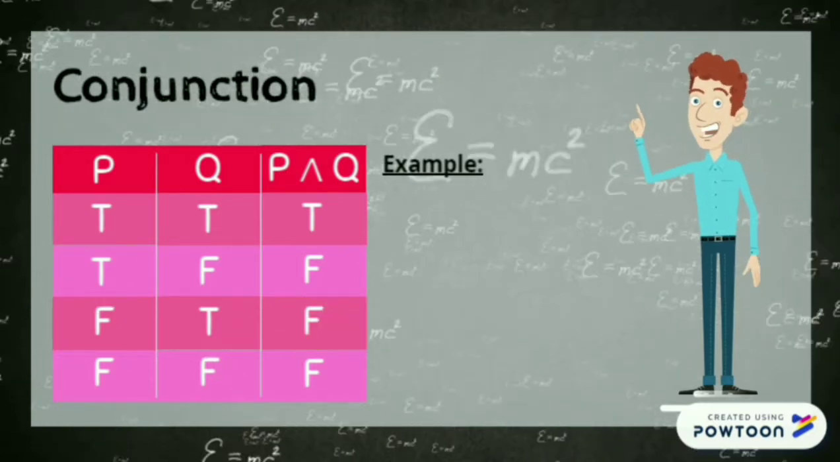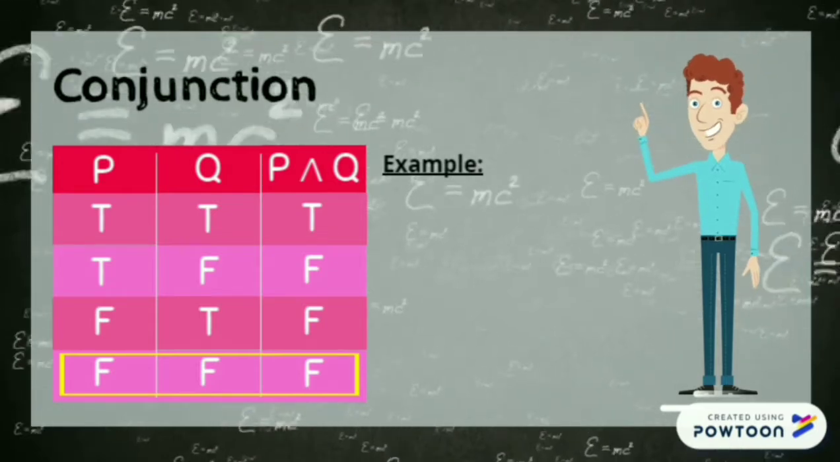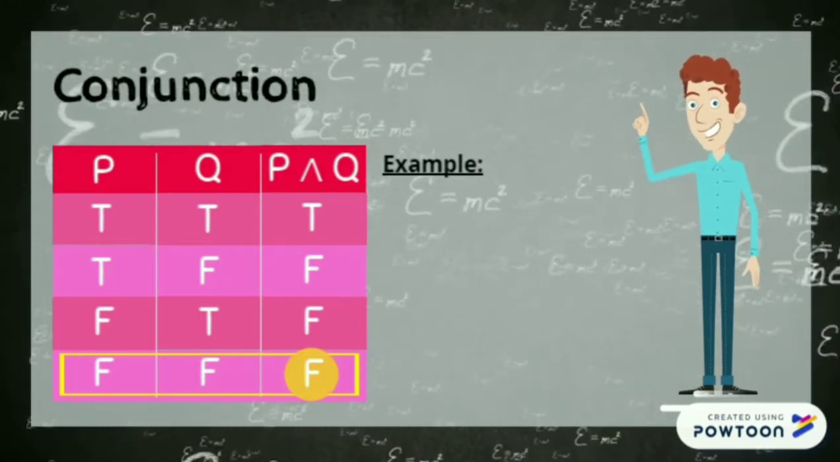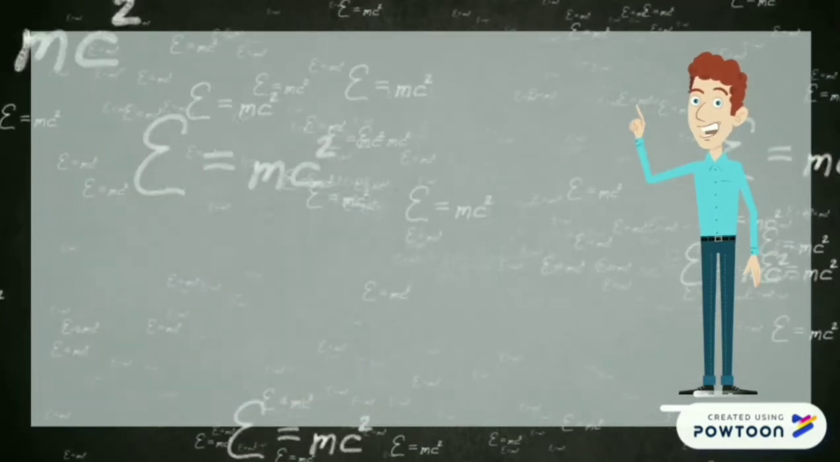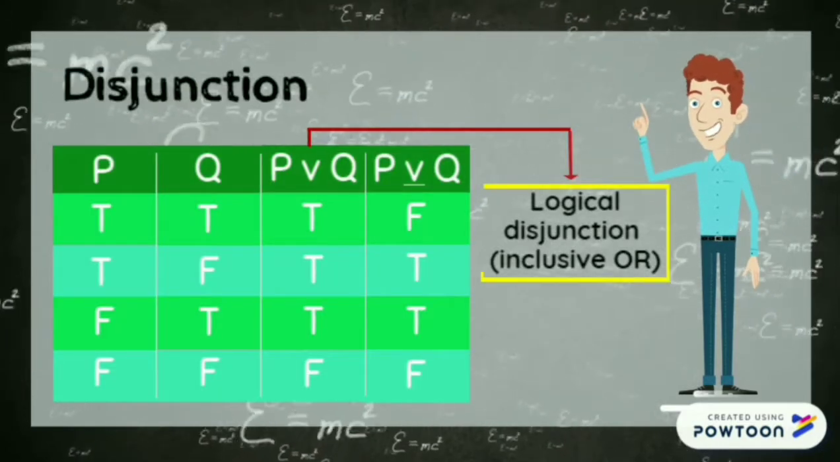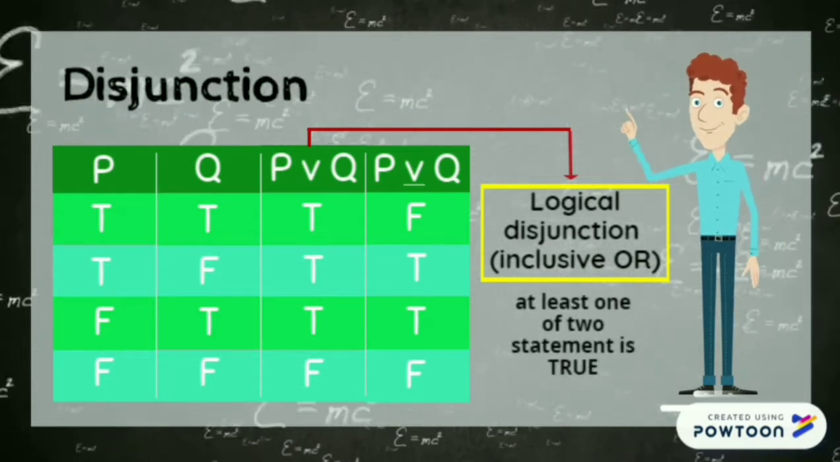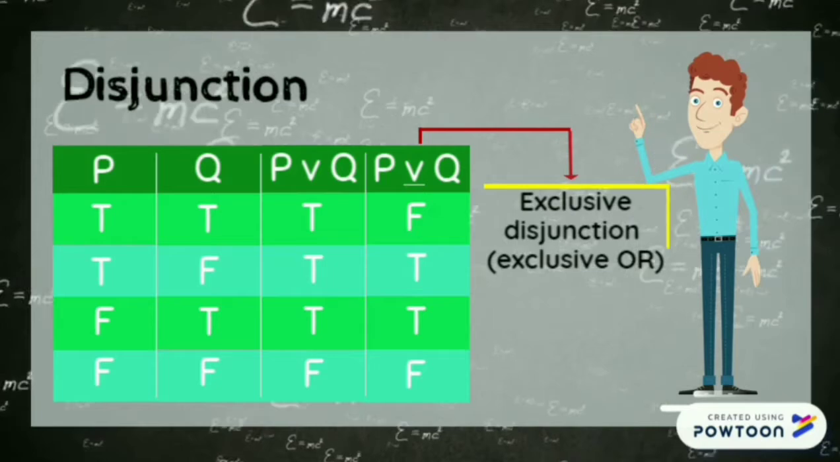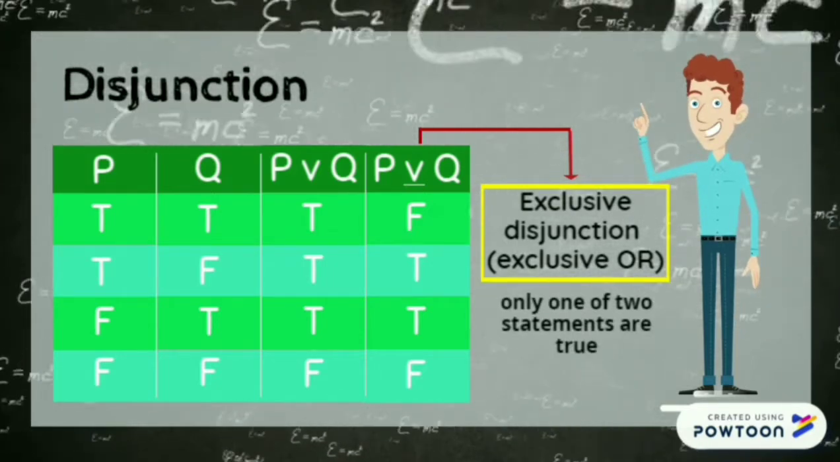4. P and Q are both false. In this situation neither simple statement is true, so the conjunction is obviously false. It is not Wednesday and I do not have a meeting. The third one is disjunction. A logical disjunction, also called an inclusive OR, claims that at least one of 2 statements is true. An exclusive disjunction, or exclusive OR, claims that only one of 2 statements is true.